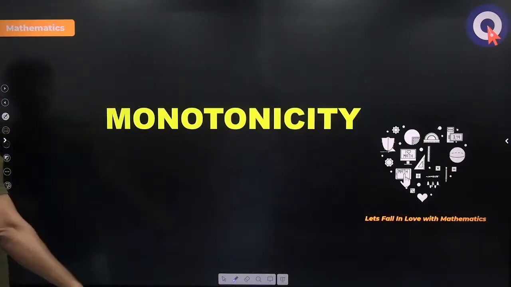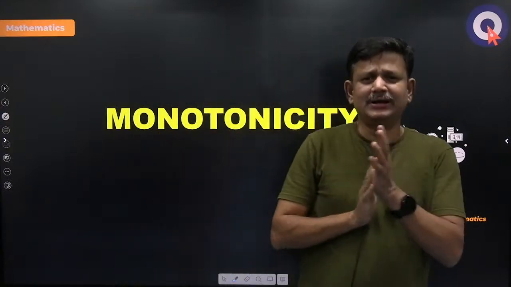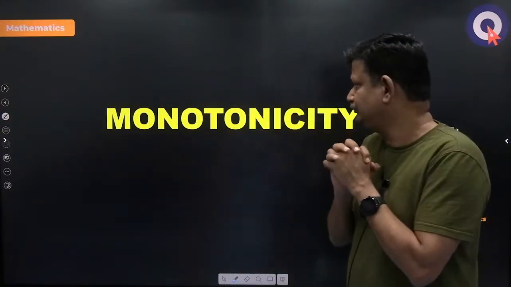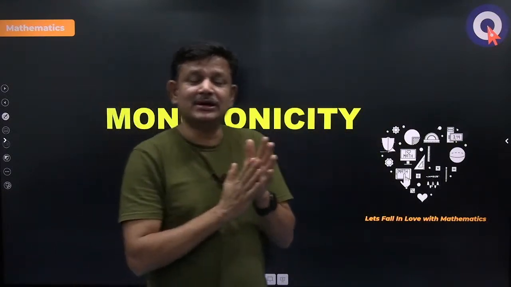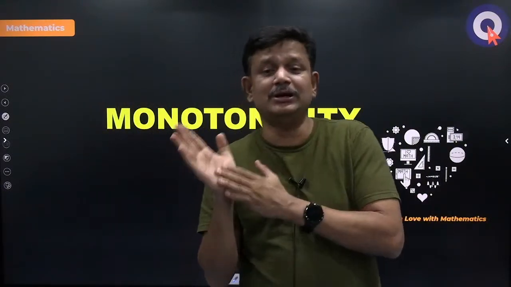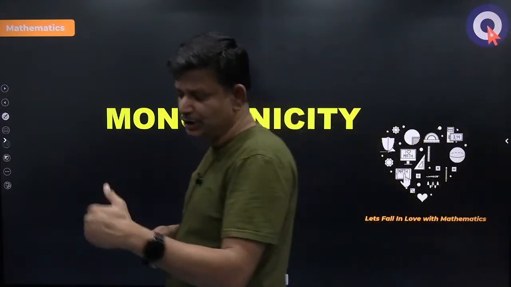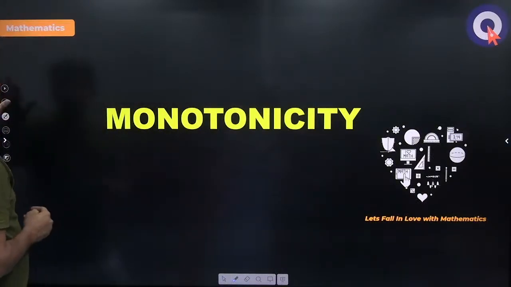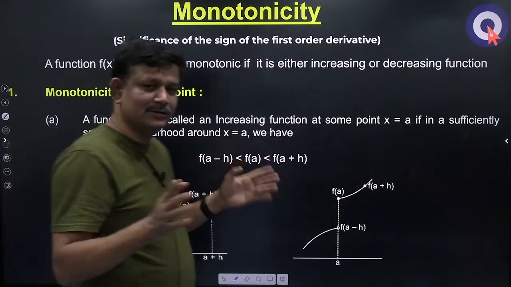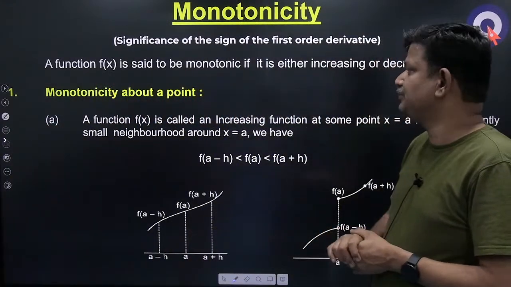Okay. Then let's come to the most important and interesting part of application of derivatives, monotonicity. Monotonicity has a wide range of applications, right from your functions chapter to finding domain and range, to theory of equations, to trigonometry, to a lot of other chapters. It can be called the heart of entire JEE mathematics. So this is the most important topic.